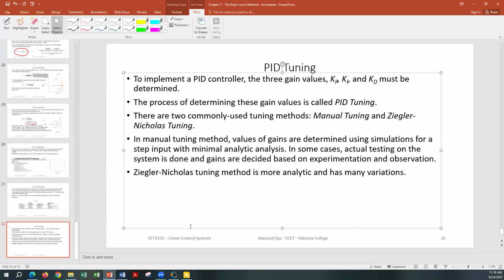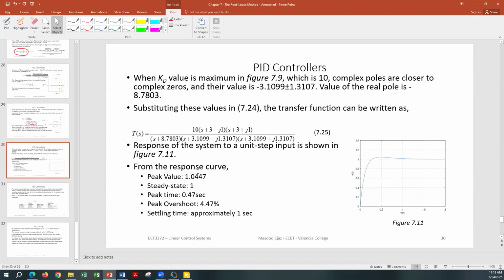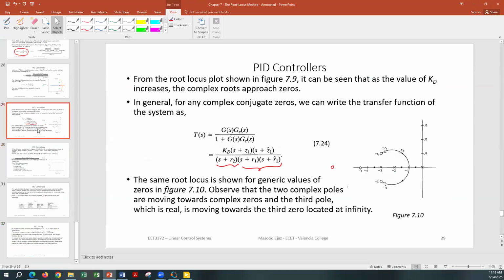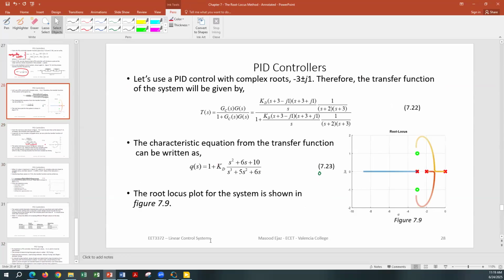I think I have a problem for homework. The problem will be based upon this type of system, with different values of zeros and poles and so on. I don't know exactly what problem I had, but of course I'm going to post that problem. So this is just a general introduction to PID controllers, how the root locus of a PID controller looks, and what exactly you do in order to reduce the overshoot and reduce the settling time, and all those things that you can change.